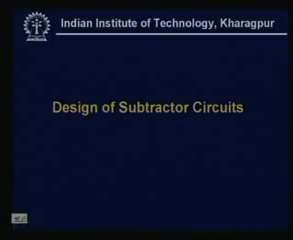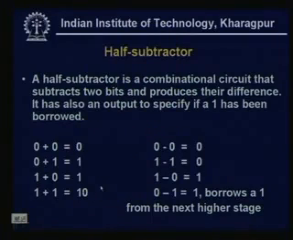In the last class, we learned how to design the different types of adders, mainly the half adders, the full adders, and the different types of realization using a variety of gates. Today we will see how we can design the subtractor circuits. Now, a half subtractor is a combinational circuit that subtracts two bits and produces their difference. It also has an output to specify if a 1 has been borrowed.